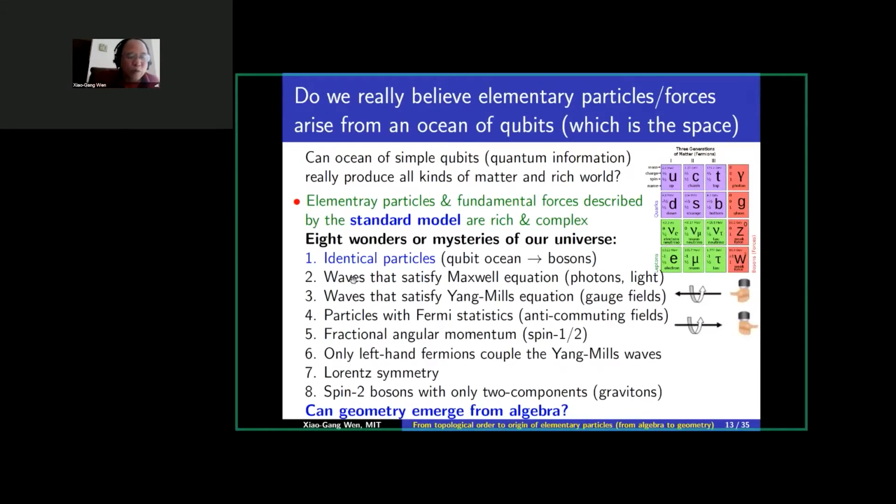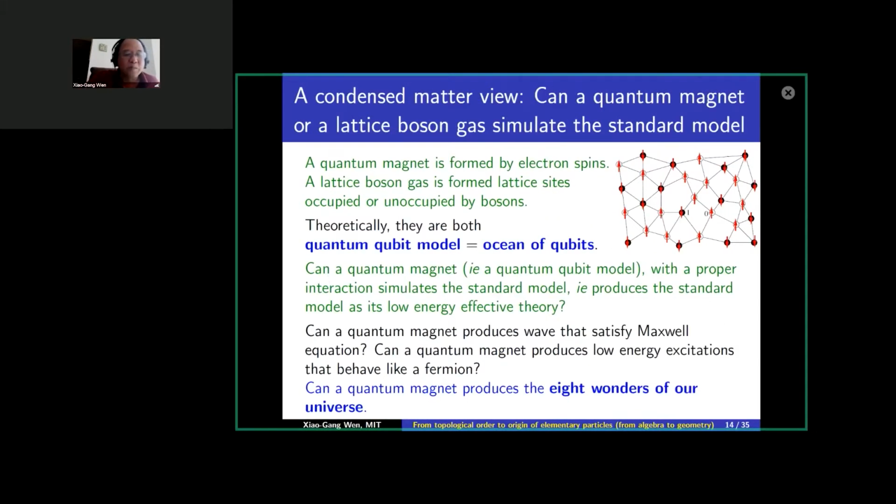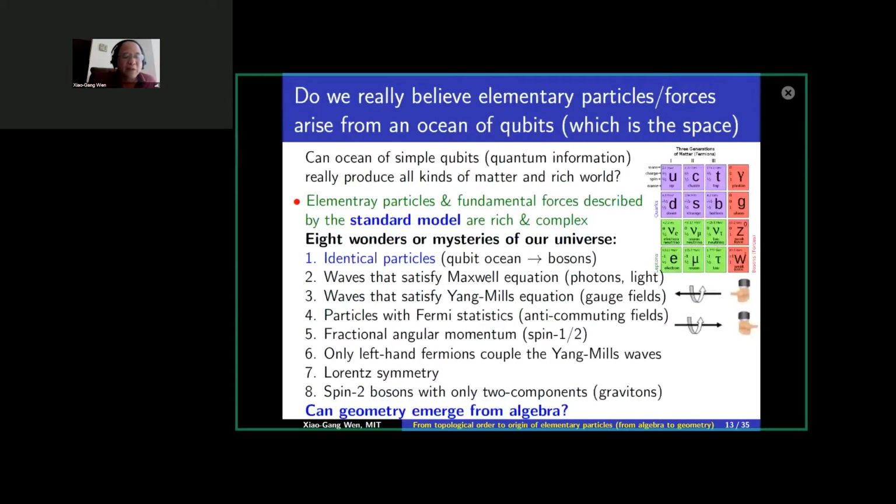However, we not only have identical particles, we also have particles like the photon, corresponding to waves that satisfy the Maxwell equation. We also have waves or particles that satisfy the Yang-Mills equation, a different wave equation. And even more strangely, there are particles like the electron and quark. They have so-called Fermi statistics.